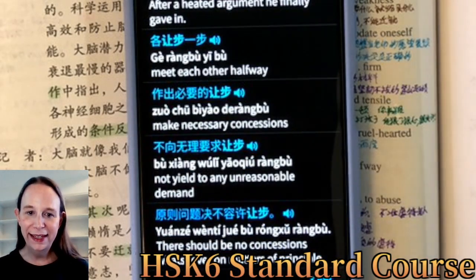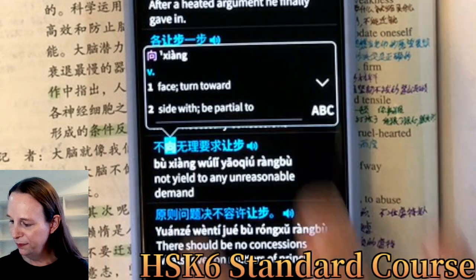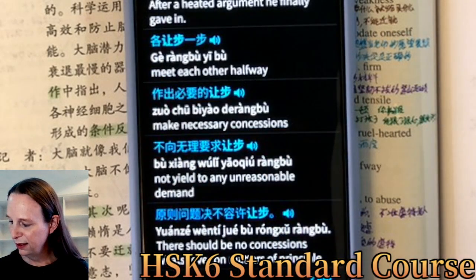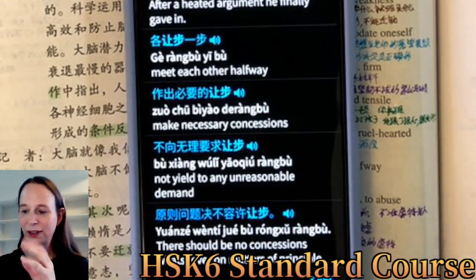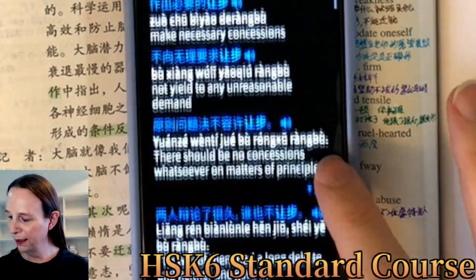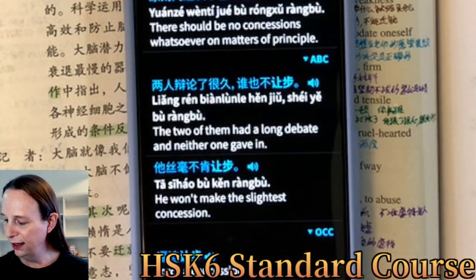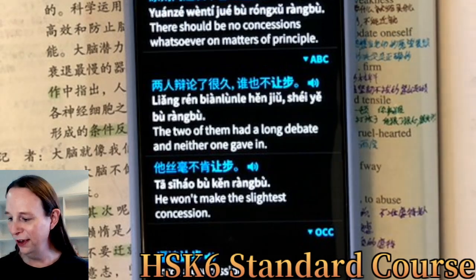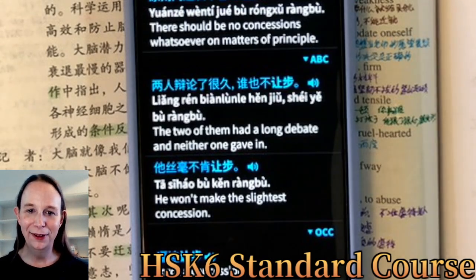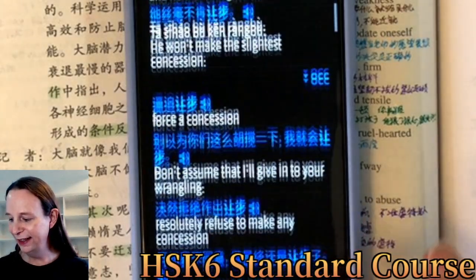做出必要的让步, make necessary concessions. 不向无理要求让步. What is 不向? Oh, okay, it's 不向无理要求让步, right? So don't give in to unreasonable requests. 原则问题绝不容许让步. 两人辩论了很久，谁也不让步. So they've debated for 很久, a long time, and neither is willing to 让步. 他丝毫不肯让步. It depends what it is.